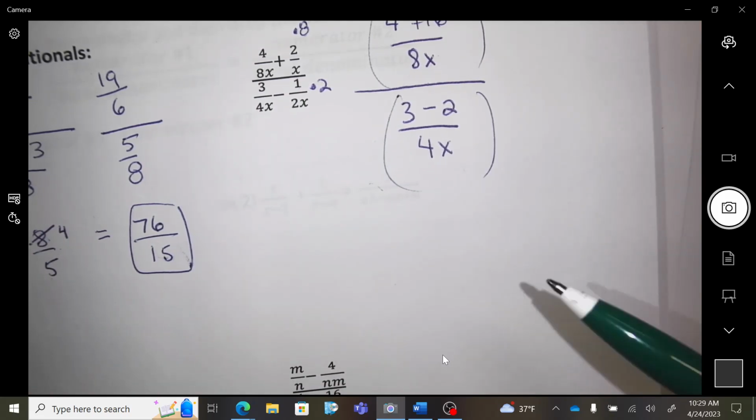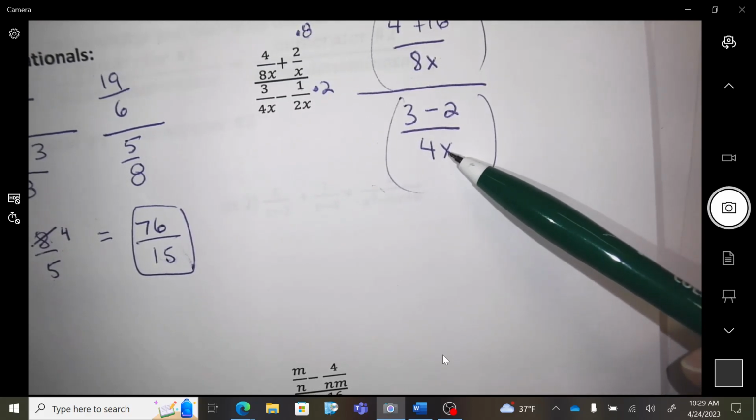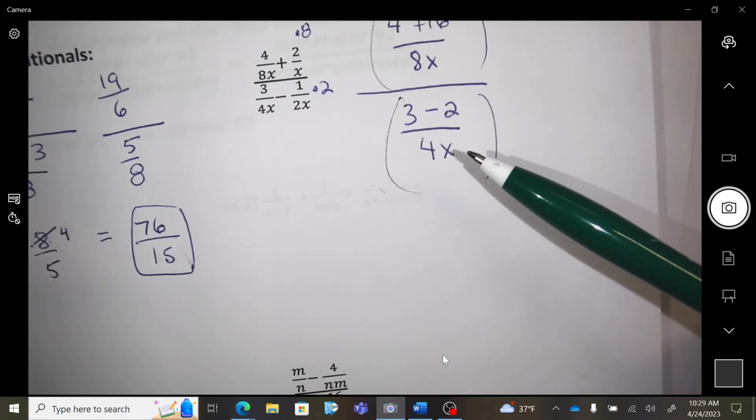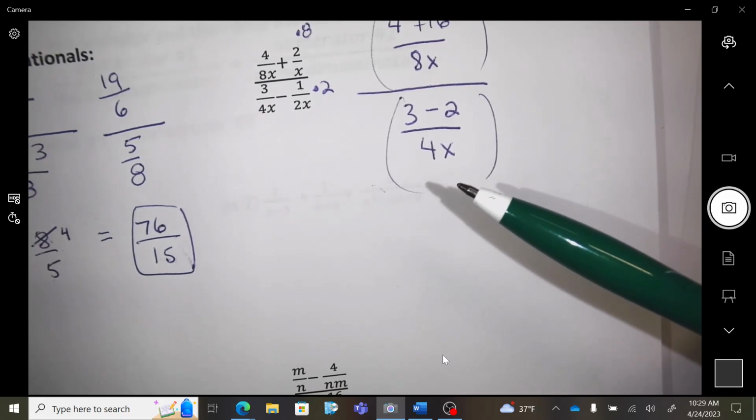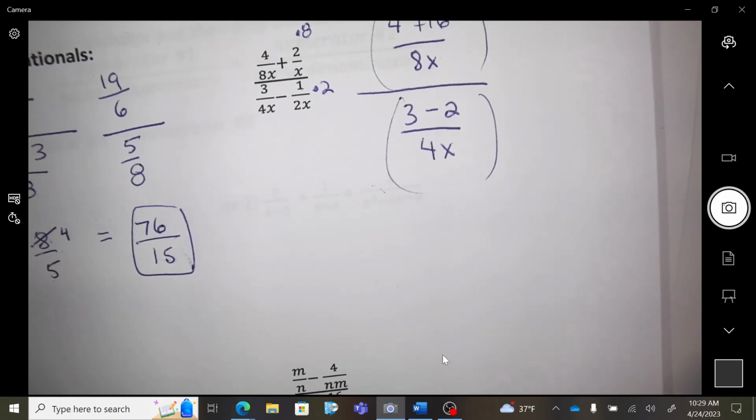Okay, and I heard some of you thinking I was going to pick 2x. That is a common factor, not a common multiple. You can't go smaller. You have to always go either the same or bigger.